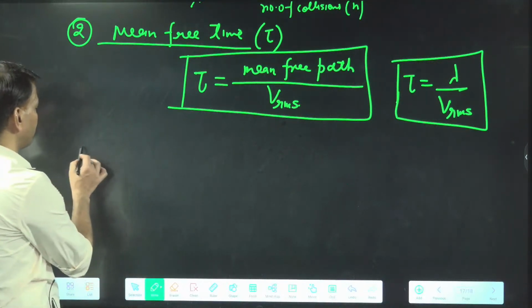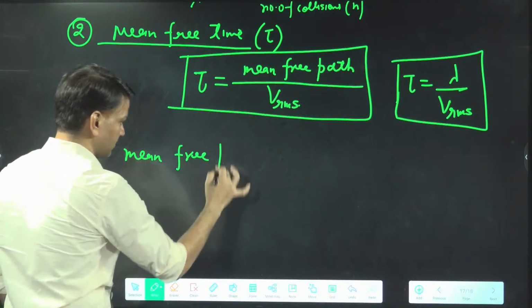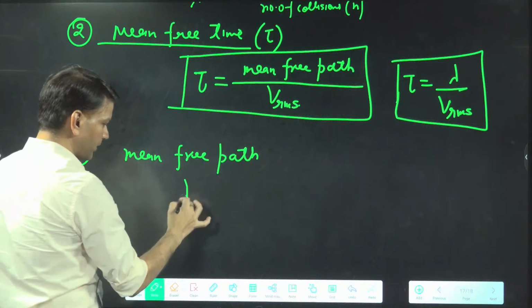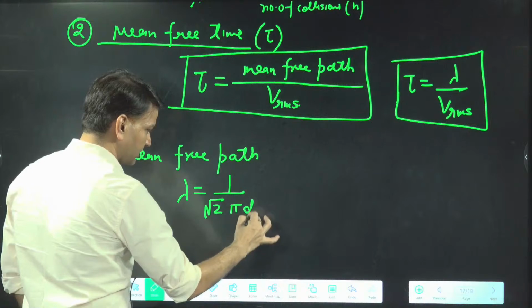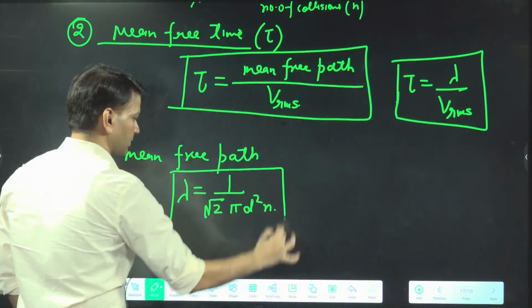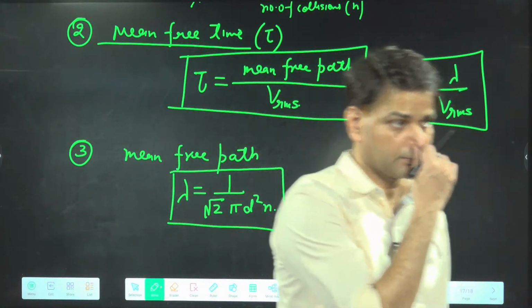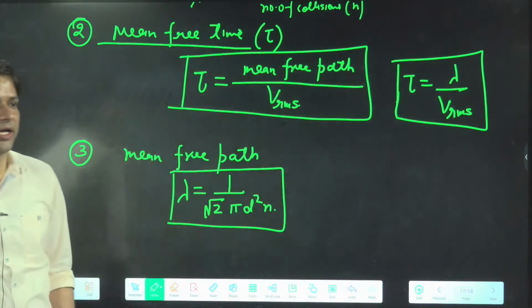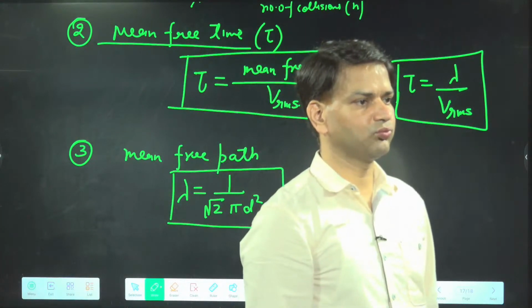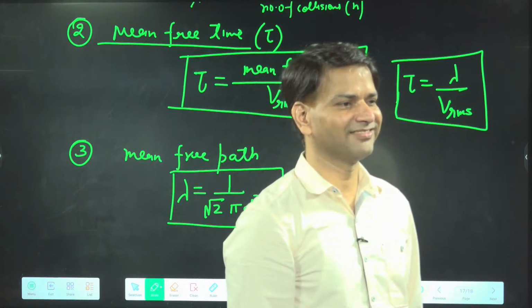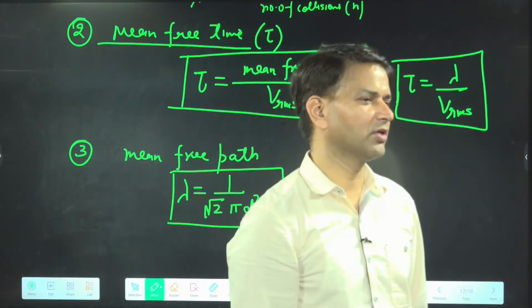And one more formula, you have to learn the mean free path formula. Mean free path lambda is equal to, maybe last year you marked it up, 1 upon root 2 pi d square into small n. Here I am using the small n. What is that small n? Who will say? Number of collisions.